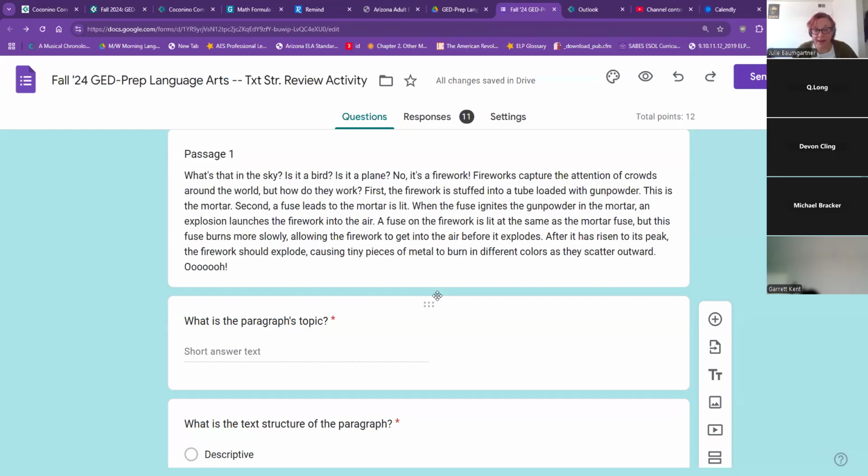When the fuse ignites the gunpowder in the mortar, an explosion launches the firework into the air. A fuse on the firework is lit at the same time as the mortar fuse, but this fuse burns more slowly, allowing the firework to get into the air before it explodes. After it has risen to its peak, the firework should explode, causing tiny pieces of metal to burn in different colors as they scatter outward.